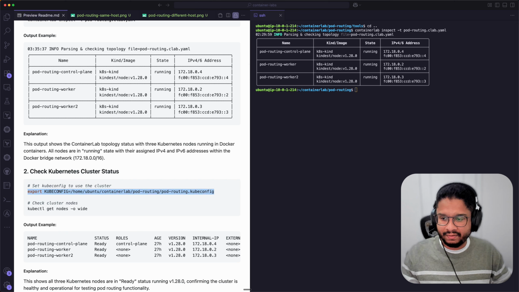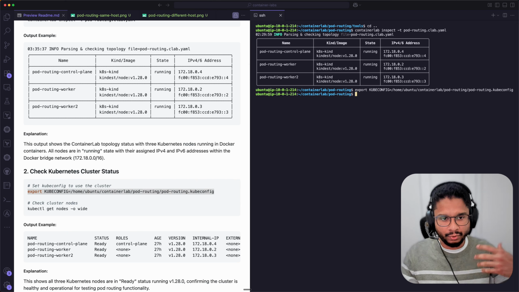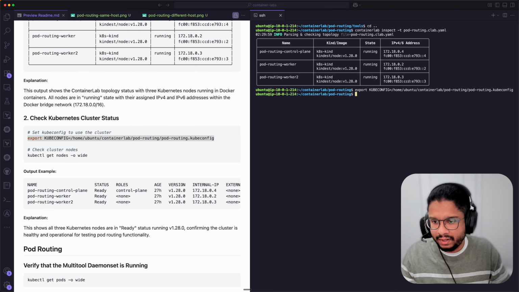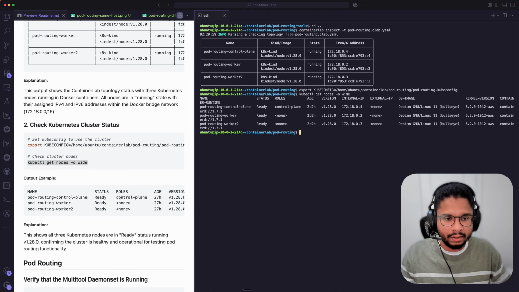And let's set up the kubeconfig file. As part of the lab, you run the deploy script, right? The deploy script will spit out the kubeconfig file for the respective labs. So for this lab, we configure the kubeconfig file as an environment variable, and then we can do a kubectl get node for this particular cluster.